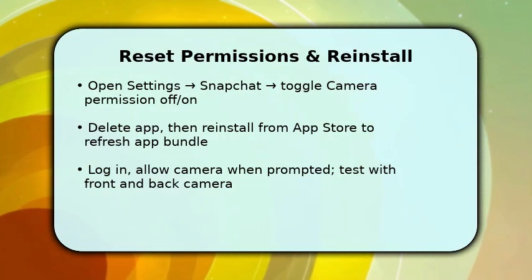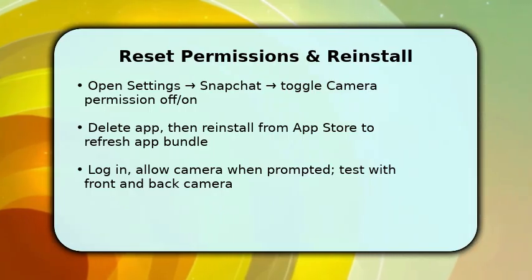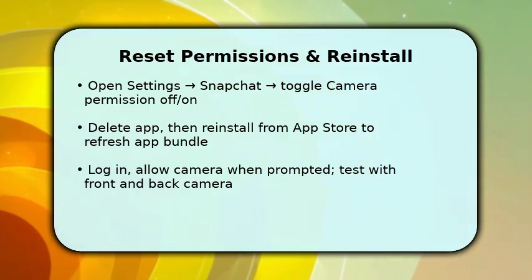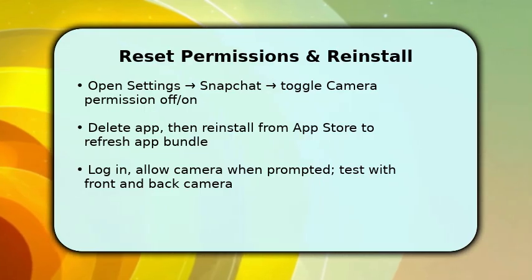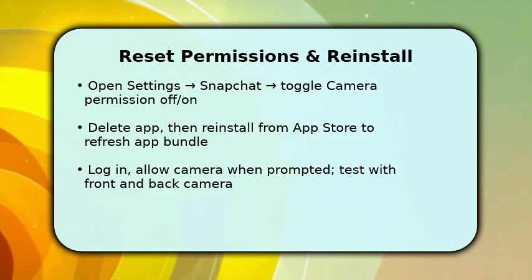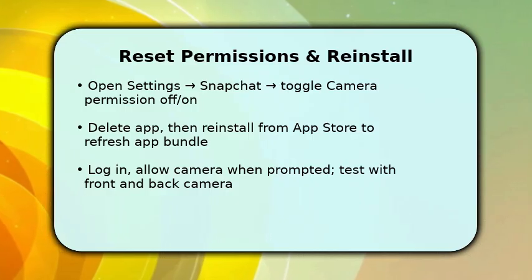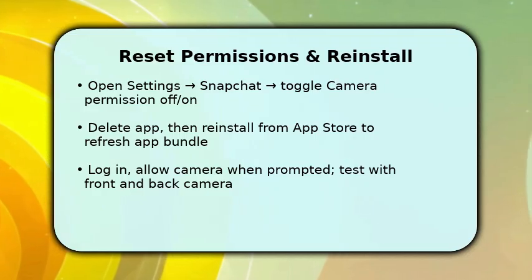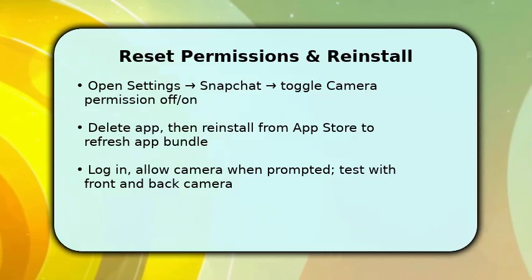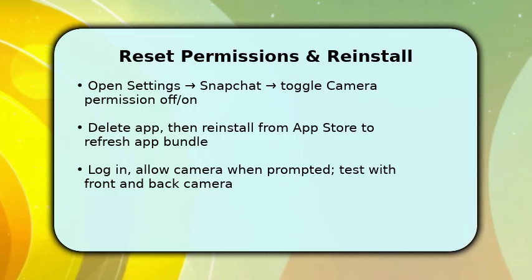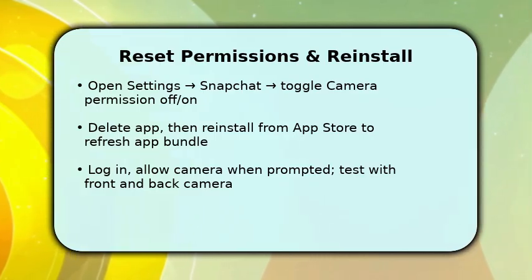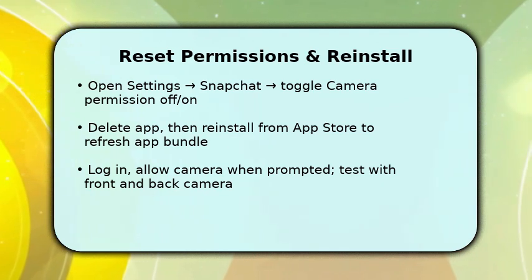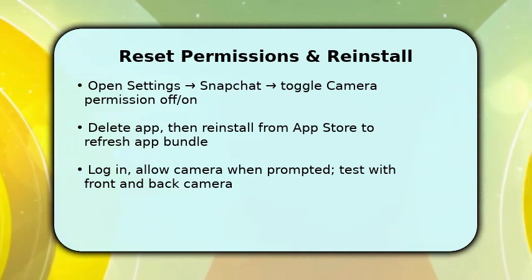Next, you reset the permissions because mistagging as a camera app often stems from a denied or corrupted camera entitlement. Toggle camera permission in settings for Snapchat. If that fails, delete Snapchat and reinstall so you get a fresh app bundle and correct entitlements. When you log back in, allow camera access when prompted and immediately test both front and back cameras. If you see a camera preview, the app now recognizes the hardware correctly. This sequence repairs corrupted permission states.